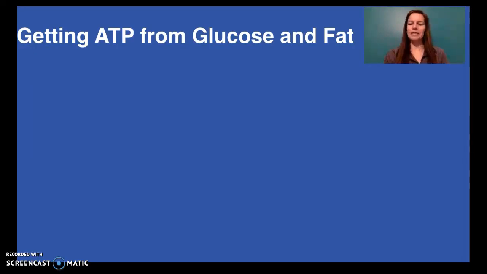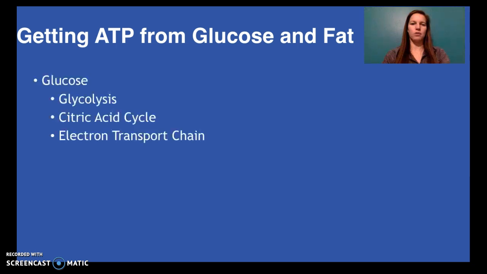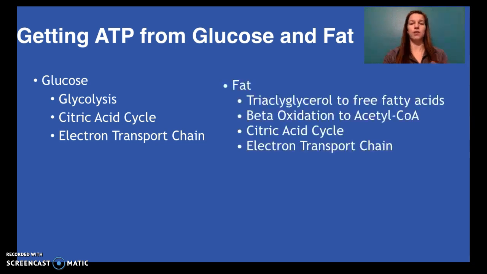Hi, we're going to be getting ATP from a molecule of glucose and a molecule of fat. I'm briefly going to give a quick overview of both right here on this slide. Glucose is going to go through glycolysis, the citric acid cycle, and the electron transport chain. Whereas fat, the triacylglycerol, is going to be broken down to free fatty acids, beta oxidation to acetyl-CoA, and citric acid cycle, then to the electron transport chain.